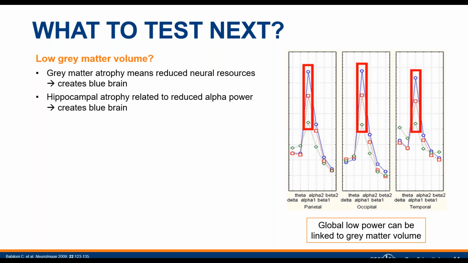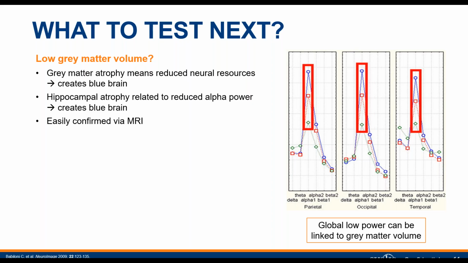So this is pulled from a study, Baglioni, back in 2009, essentially looking at the parietal, occipital, and temporal regions of the brain, so quite global. And you can see the differences between an Alzheimer's group, MCI group, and a control group. Here, the green diamond is our Alzheimer's group, and low gray matter volume, especially in the hippocampus for this Alzheimer's group, is going to be related to lower power, especially in this alpha range. So we can keep an eye out for that.